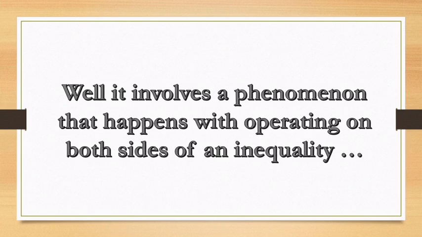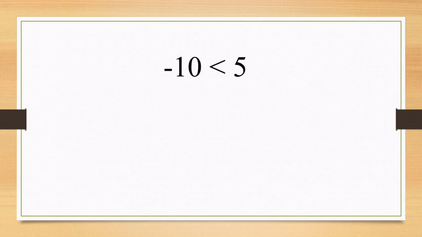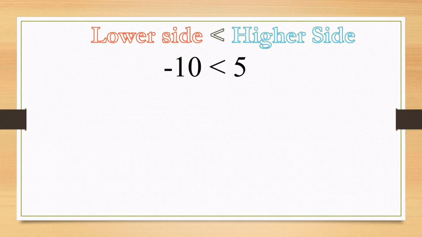Here's the catch. It involves a phenomenon that happens when you're operating on both sides of an inequality. By operating I mean adding, subtracting, multiplying, and dividing. Let me show you what I mean without any variables. Here is an inequality: -10 < 5. Right now it's set up as the lower side is less than the higher side. If I subtract 2 from both sides, I get -12 < 3.